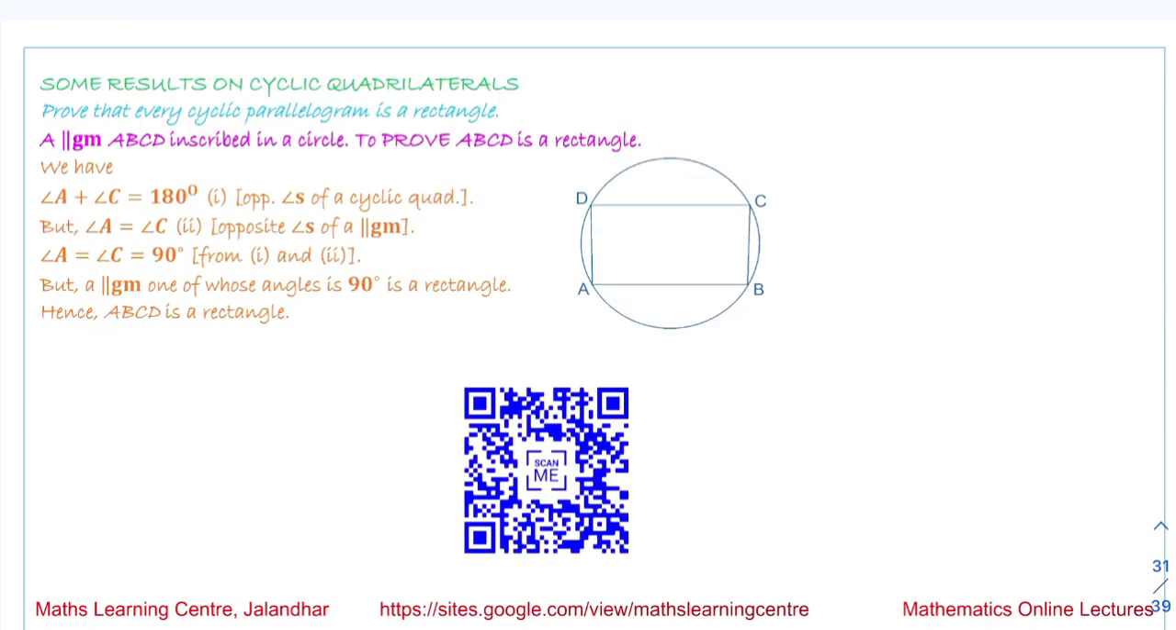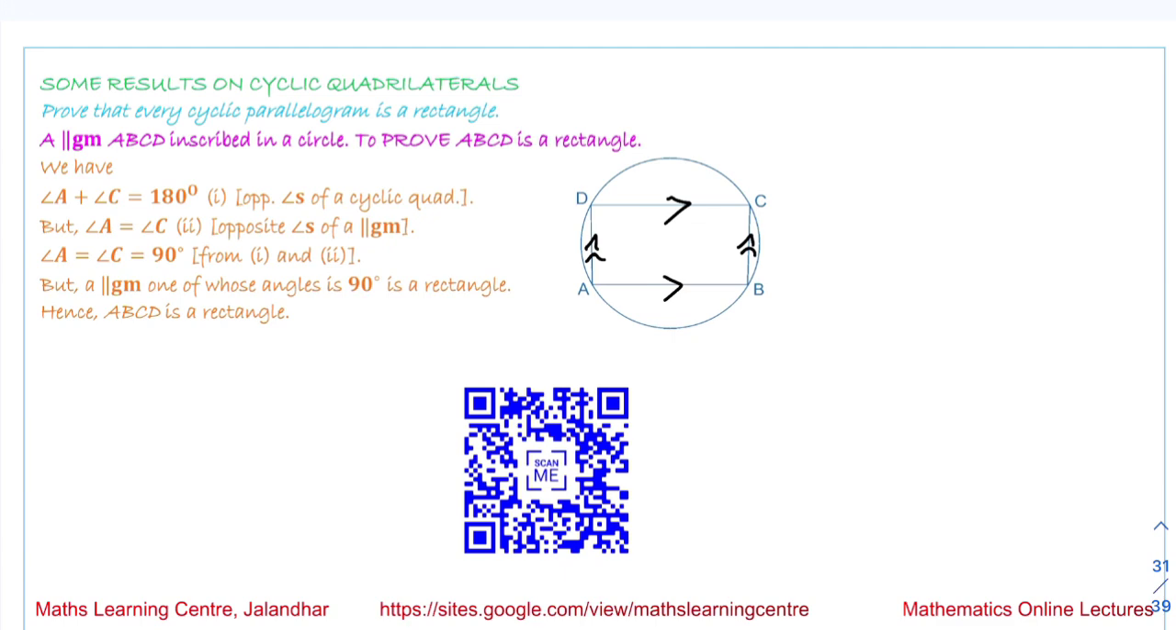So first, prove that every cyclic parallelogram is a rectangle. We are saying that a parallelogram ABCD is given to us. Parallelogram means the opposite sides are parallel to each other, and further it is given that A, B, C, D all lie on a circle. These 4 points are concyclic.